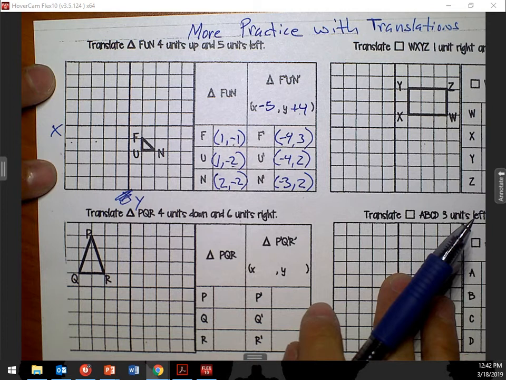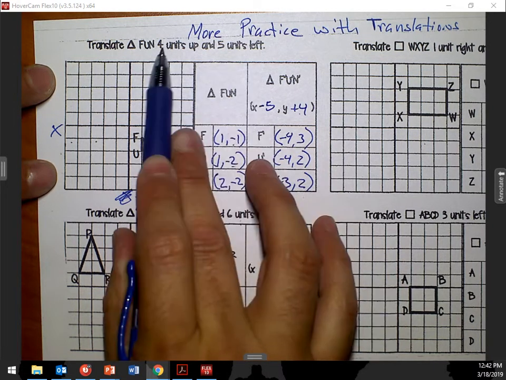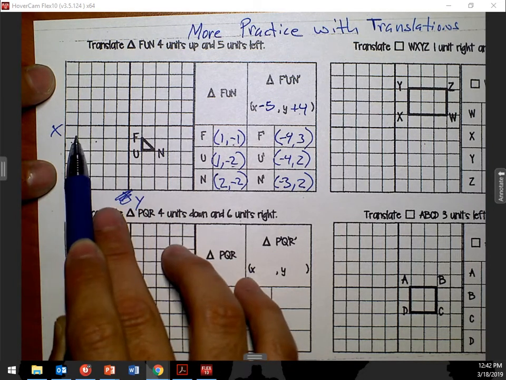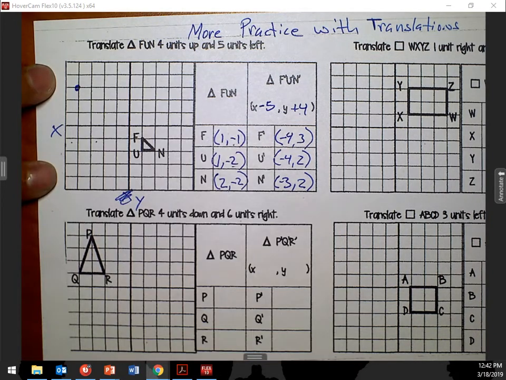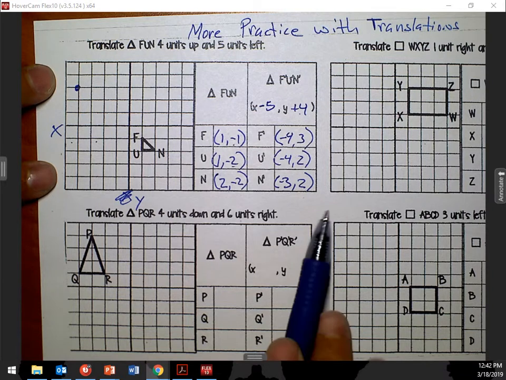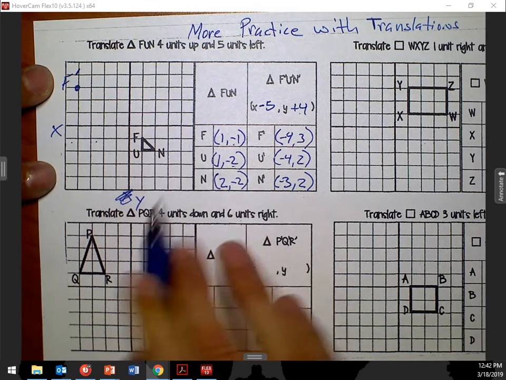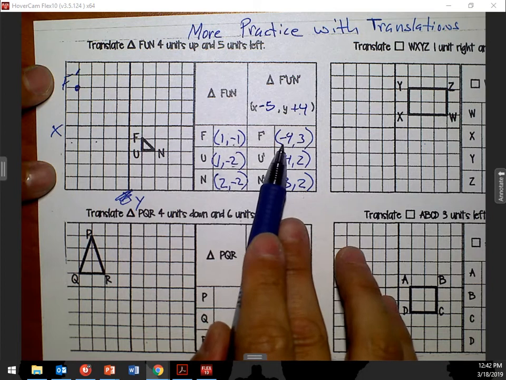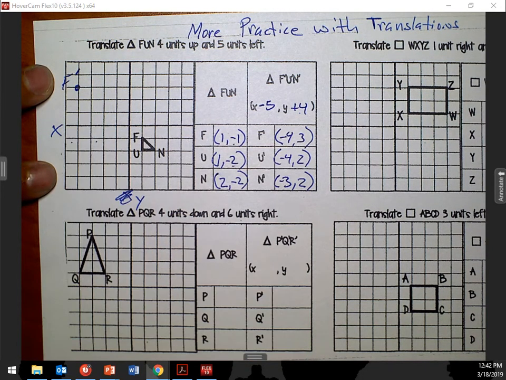So if I move the whole thing over, it says left 5, up 4. So let's move each one. 1, 2, 3, 4, 5, up 4. 1, 2, 3, 4. What am I going to call that? F prime. Very good. F prime. It's right here also, but you guys have to remember what it's called. Is that in the right place? -4, 3. 1, 2, 3, 4. 1, 2, 3. It is.